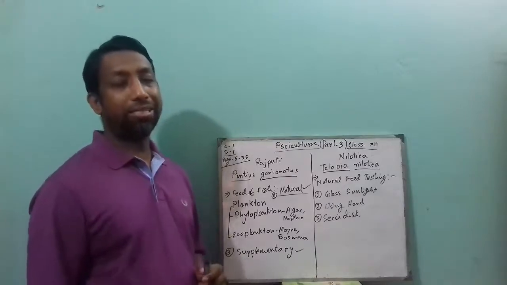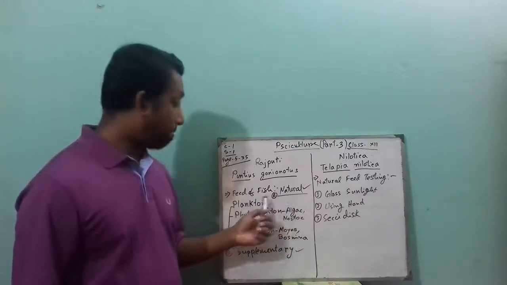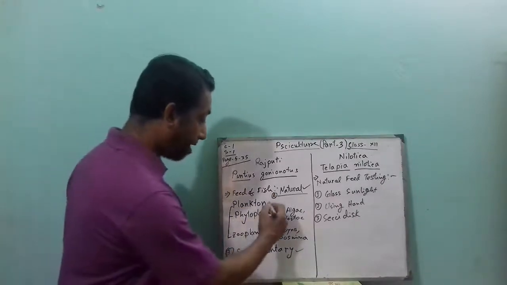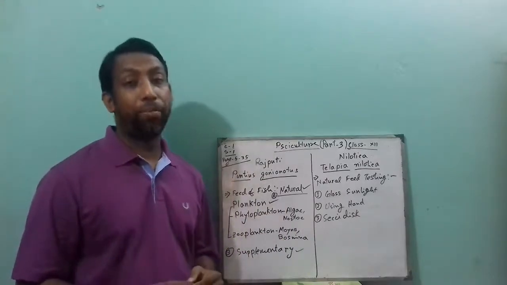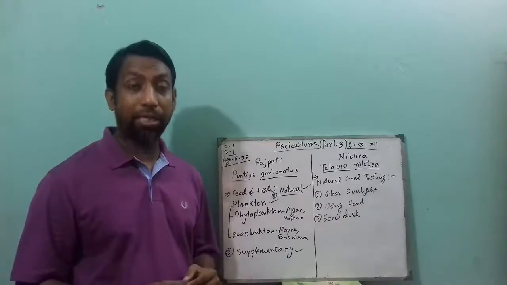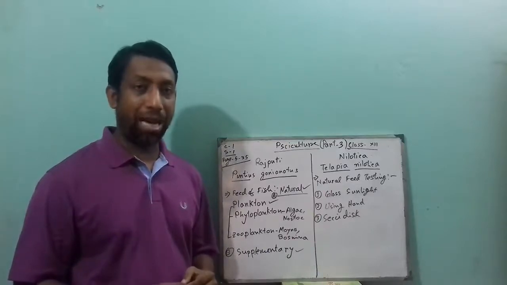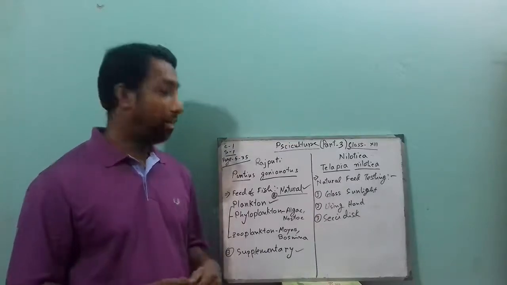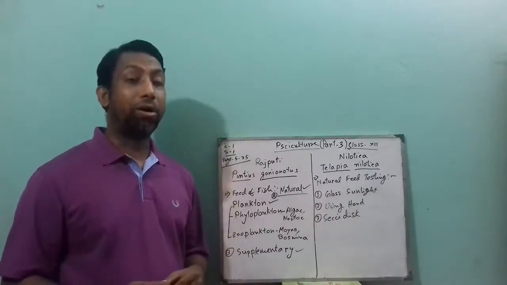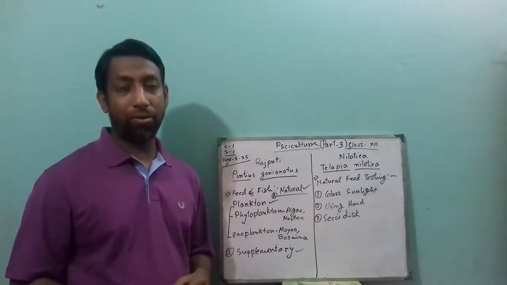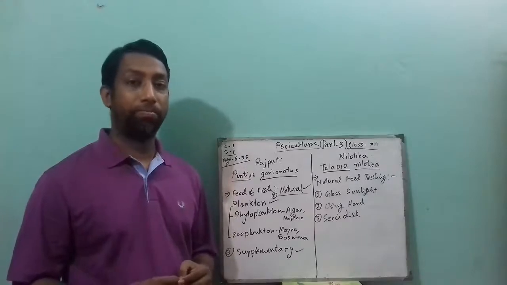Let's talk about the natural feed. Natural feed is called plankton in the pond. What is plankton? Plankton is a microscopic aquatic organism which is present in the pond. Sometimes some aquatic plankton is not microscopic. You can observe it without a microscope as well. But mainly we can say that it's a microscopic aquatic organism.